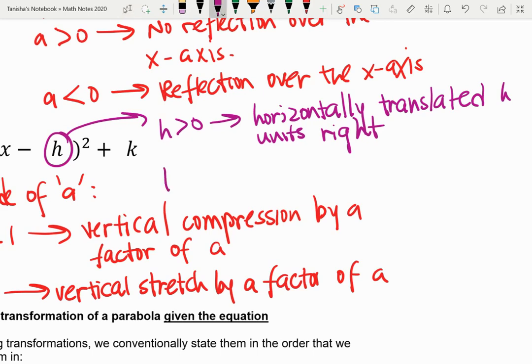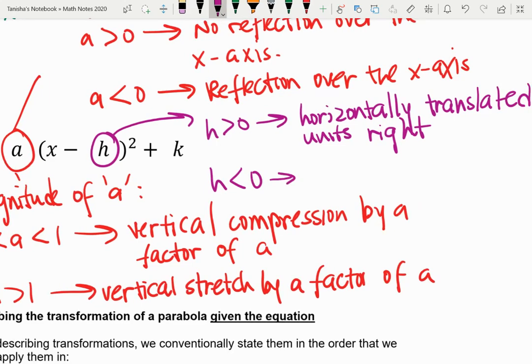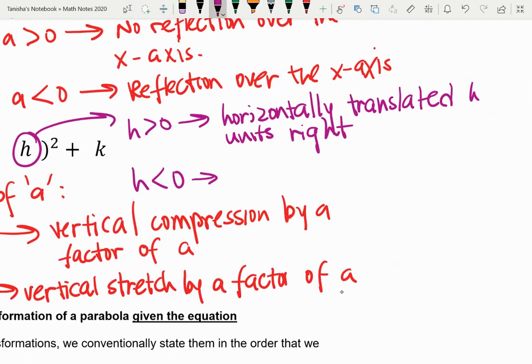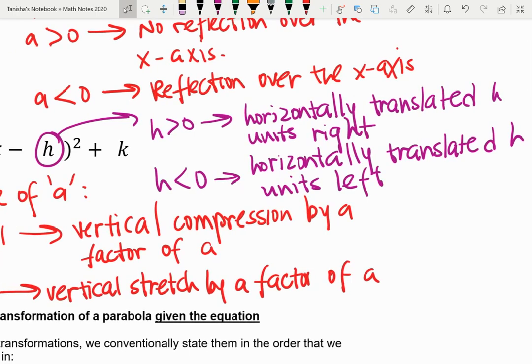If your h value is negative, so less than 0, which in the equation would be indicated by a plus beside the x instead of a subtraction, then that means that the transformation that was applied was a horizontal translation, or it was horizontally translated h units left, or you can say to the left, right? But semantics. Okay, so horizontally translated h units right or horizontally translated h units left.